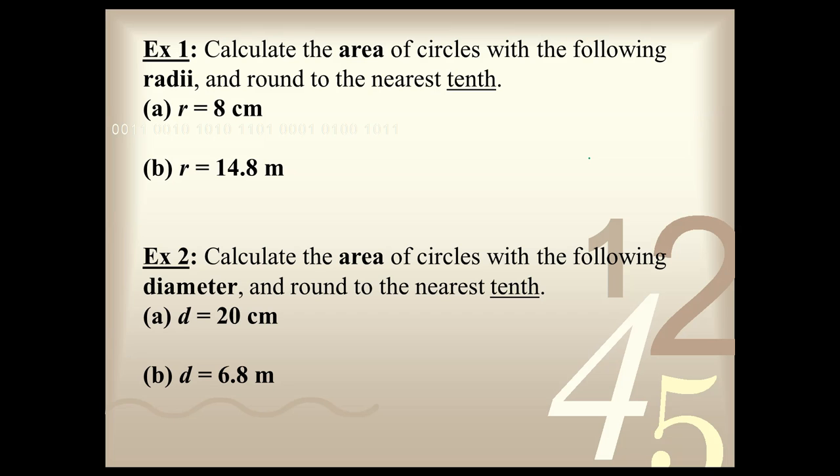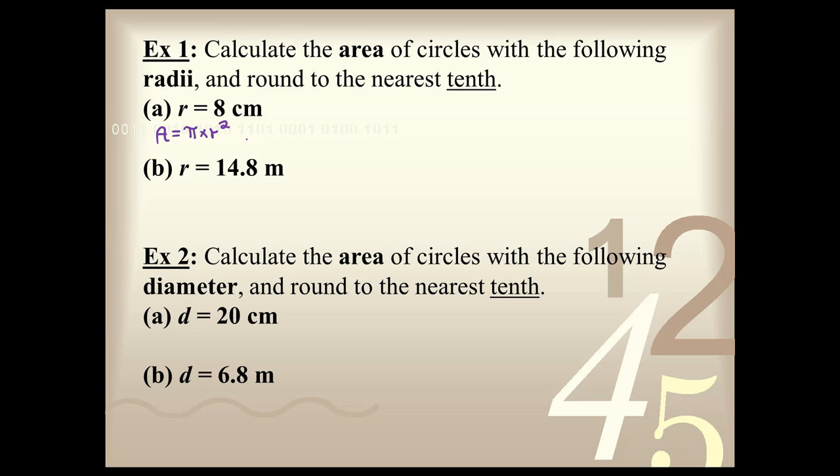Okay, let's do some calculations for this. I'm going to change my pen color. Example 1, we're given the radius of a circle, and we want to calculate the area to the nearest tenth. Okay, so we'll again use our three-step procedure for showing work. So in step one, you write down your equation. The equation I want to use here is the one that has r in it. So that is the one that tells me the area is equal to pi times r squared.